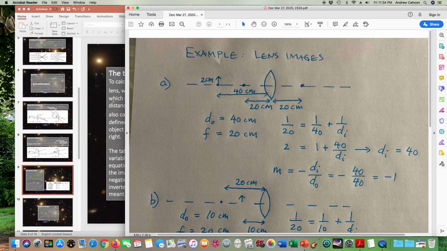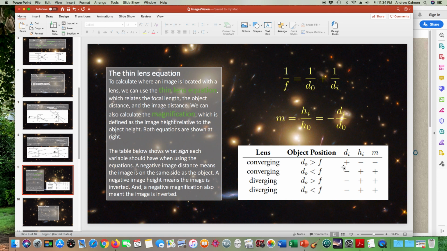The image would be over here, inverted. The same size, but inverted. Okay, and that makes sense with the table. The image distance is positive, the image height is negative, and the magnification is negative, so it's flipped over.